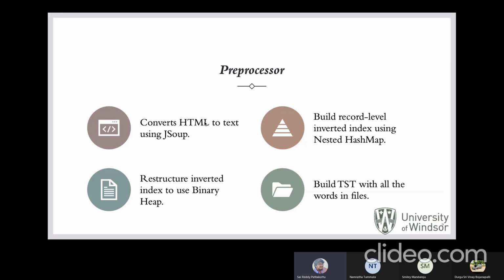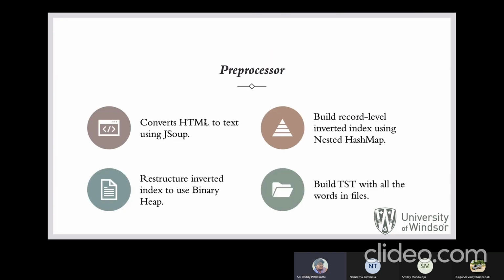Actually, for converting HTML to text, we will be using JSoup, and JSoup is a Java library which is used to parse HTML documents. It provides an API to extract and manipulate data from a URL or HTML file.